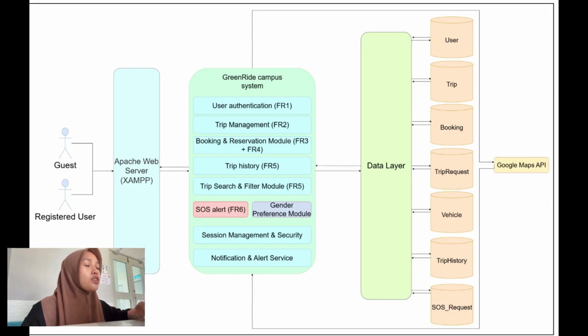Finally, the system is integrated with the Google Maps API, which helps provide location and route-related services. Overall, the flow is from user, web server, Green Red Campus system, data layer, database. And the information is written back to the user.